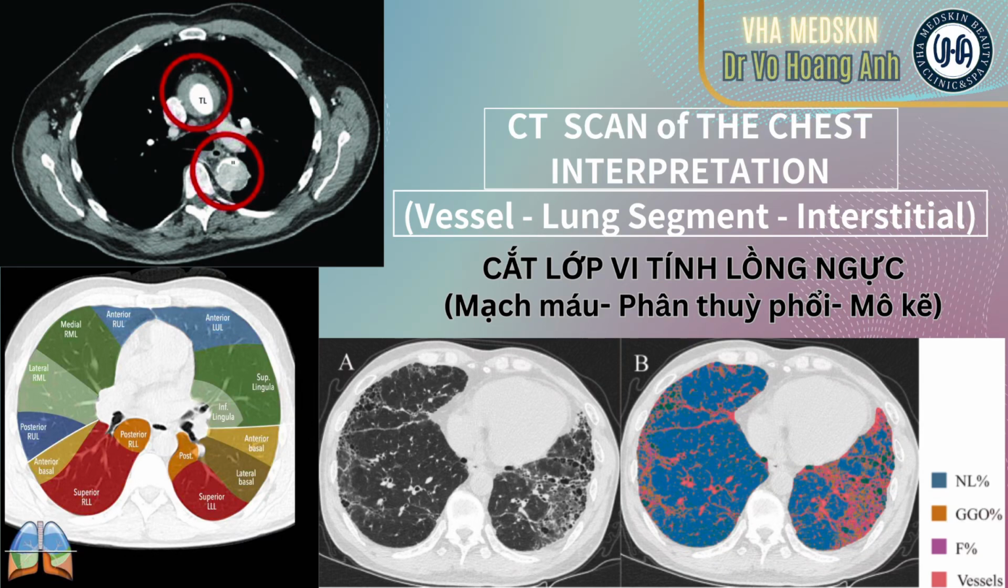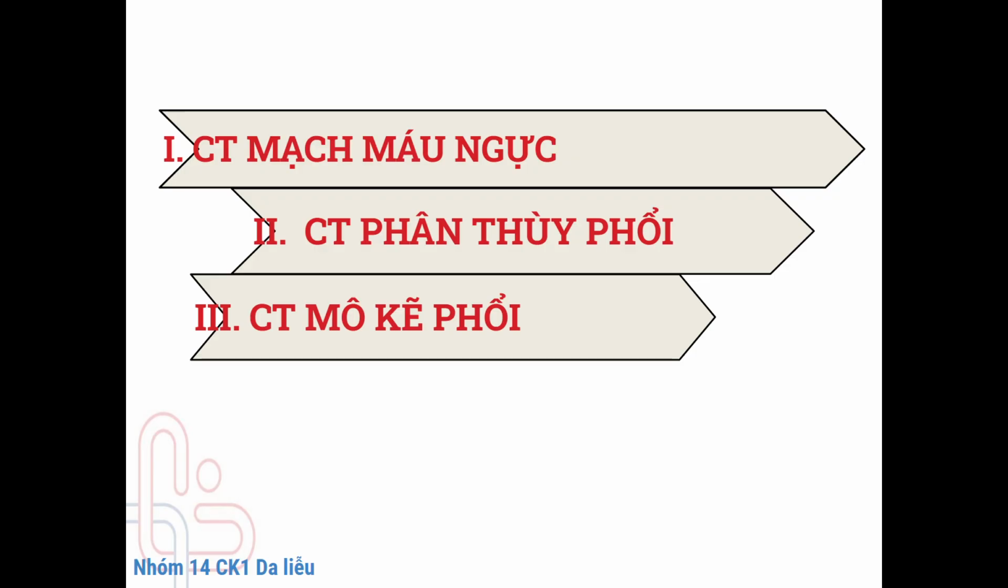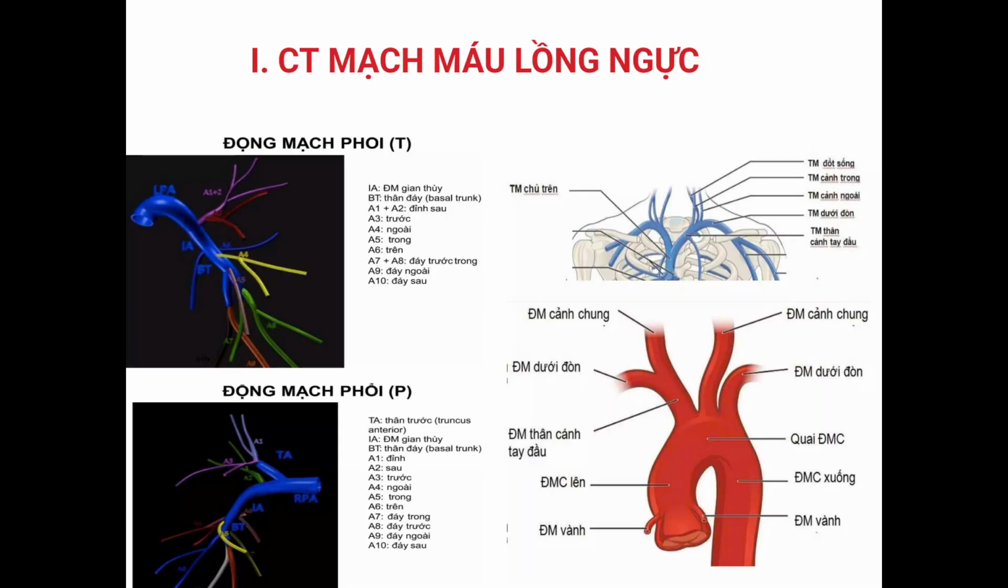Today we break down the essentials of chest CT, from vascular anatomy to pulmonary segments and key interstitial patterns. Mastering the fundamentals helps you recognize life-threatening vascular diseases, identify segmental pathology, and decode interstitial lung disease with precision. The key vascular structures on chest CT are essential landmarks that guide accurate diagnosis in thoracic imaging.